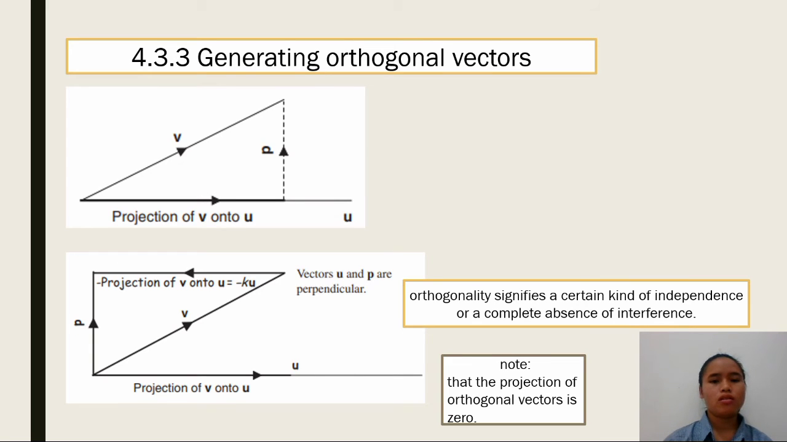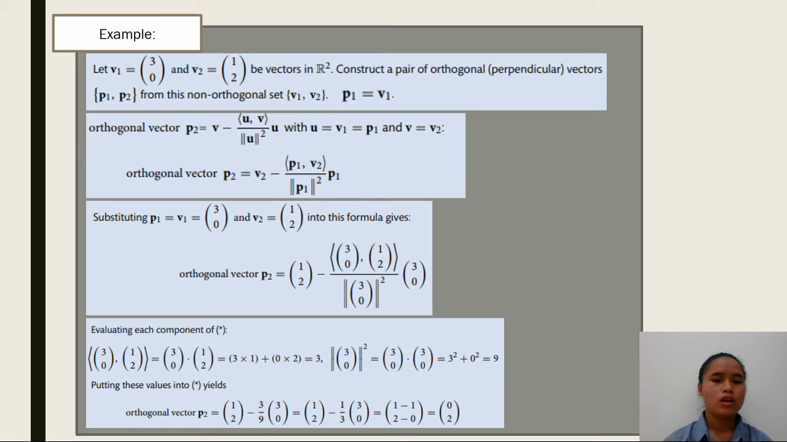Generating an orthogonal vector. So this is a projection of U onto U. Orthogonality signifies a certain kind of independence or complete absence of interference. Note that the projection of an orthogonal vector is 0. Example, so this is a formula for the orthogonal vector.